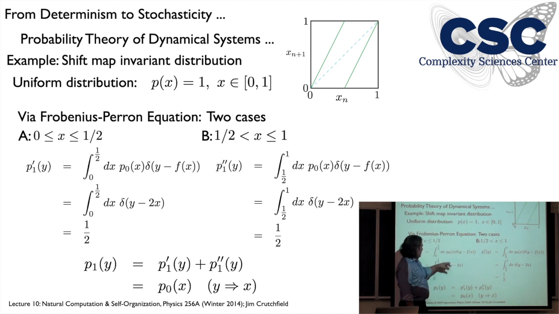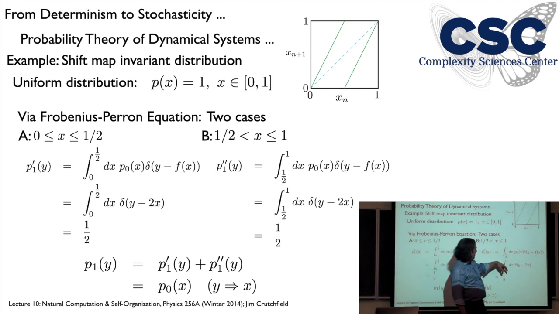The calculation is very straightforward because P0 is uniform over the x we're integrating over. And then we know what f of x is. Well, that's just 2x. That's what the map does over that part, slope 2. And then that's very easy to integrate. And we just get the value of a half out of that.